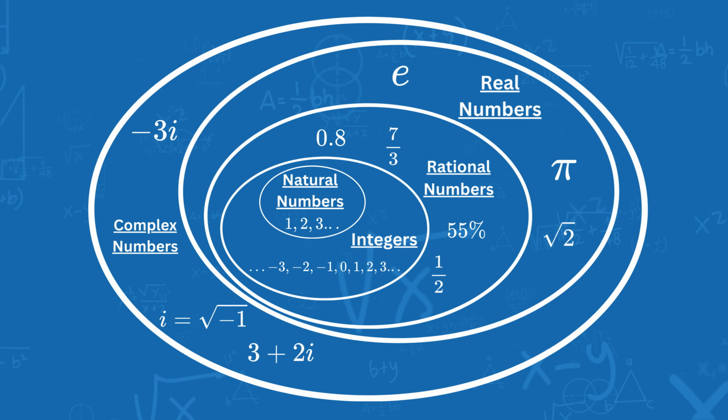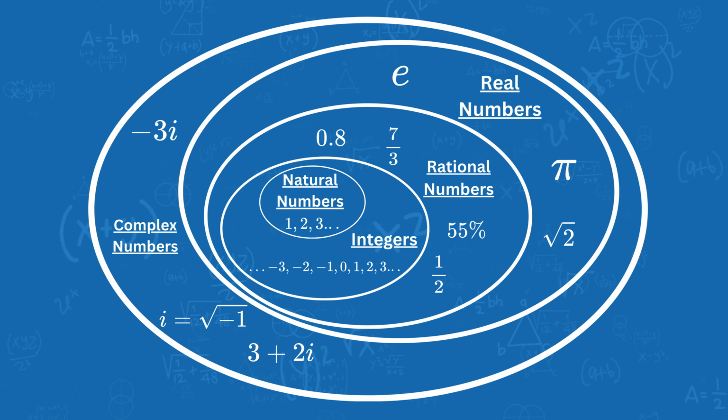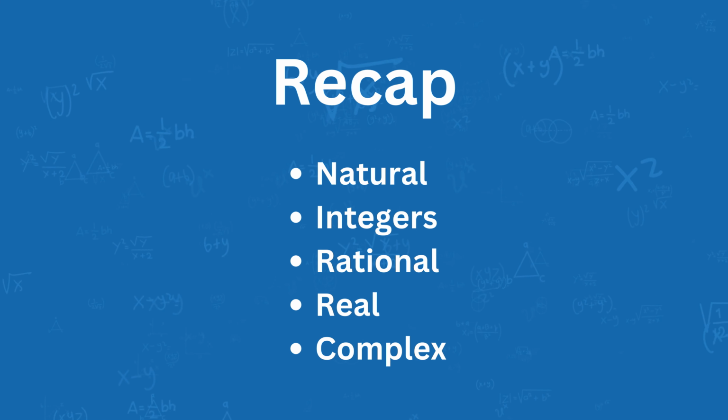Complex numbers are combinations of real and imaginary numbers. They are in the form a plus bi, where a and b are real numbers. a is the real part, and bi is the imaginary part. These numbers open up a whole new dimension of mathematics, allowing for more nuanced and powerful solutions to equations.